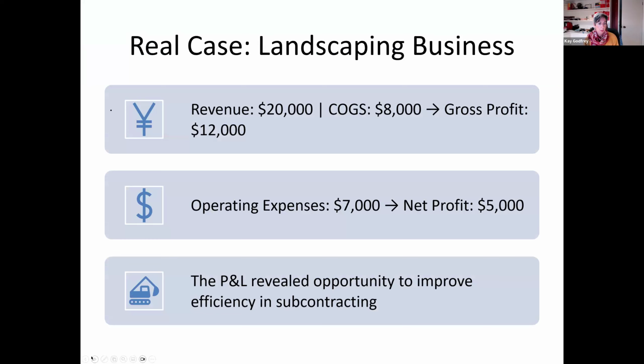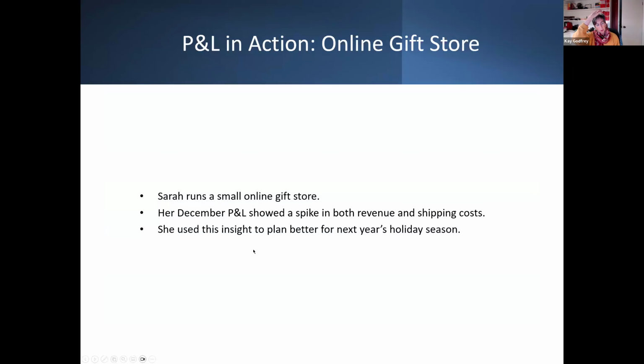So let's go back again to that one. Sarah's gift store, spike in revenue and shipping costs. I guess she'd need to plan better for her cash that she needs to pay for things. She's getting more money in, but maybe later. She might have to have more staff to run the store because of the spike in traffic coming in. Let's move on to the next one.